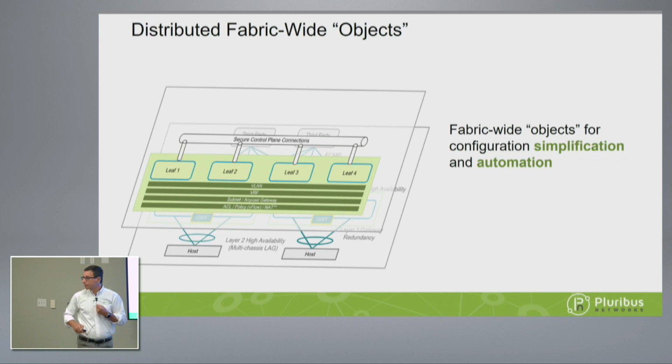Okay, I need a clarification here. When you say fabric-wide, are you talking about on a per tenant basis or the entire fabric? It's all of these are on a per tenant basis. Okay. Because the tenant has a virtualized view of the fabric.